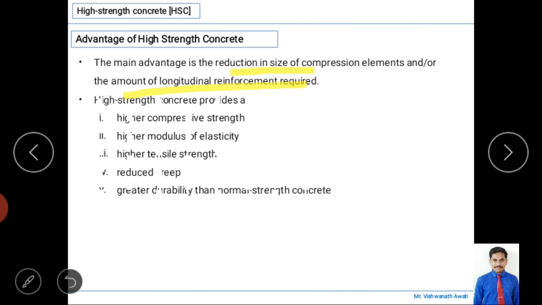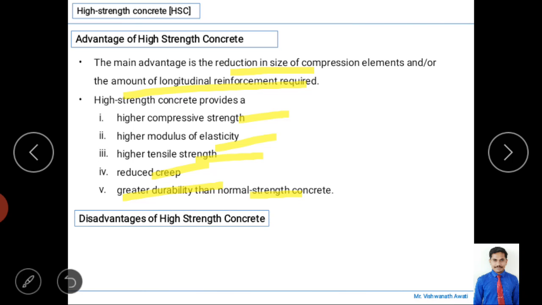Next, some of the advantages in terms of properties or strength. High strength concrete provides high compressive strength, we know, right? It is mainly related to high strength concrete. It also gives high modulus of elasticity, high tensile strength, reduces the creep, and gives greater durability than normal concrete. All of these are in comparison with normal concrete.